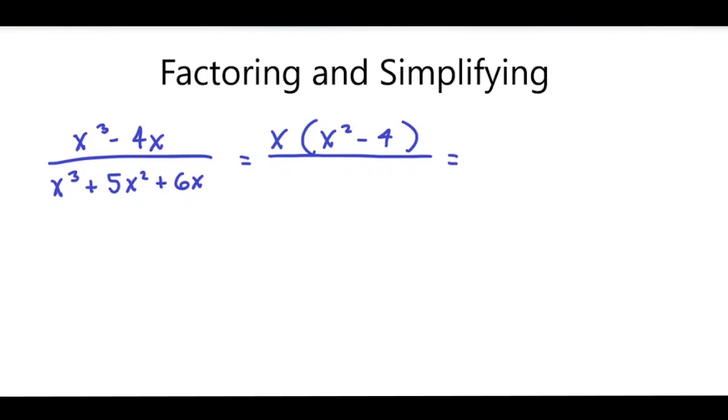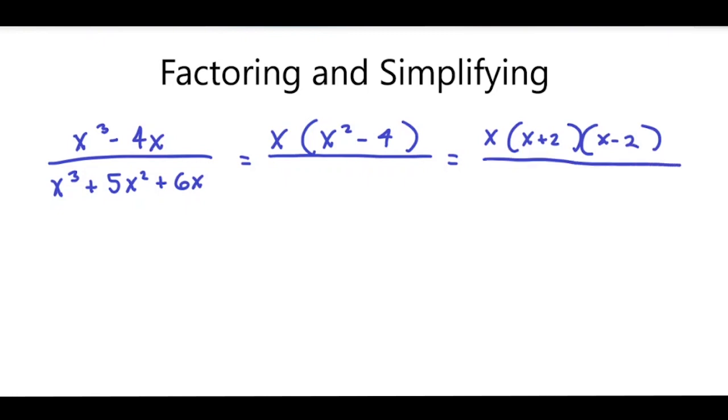So I'm not done with the top because I realize there's an x squared minus 4, and that is a difference of two squares. So I have x, and I am going to factor my x squared minus 4, and that's x plus 2 times x minus 2. Not much more I can do as far as factoring that.